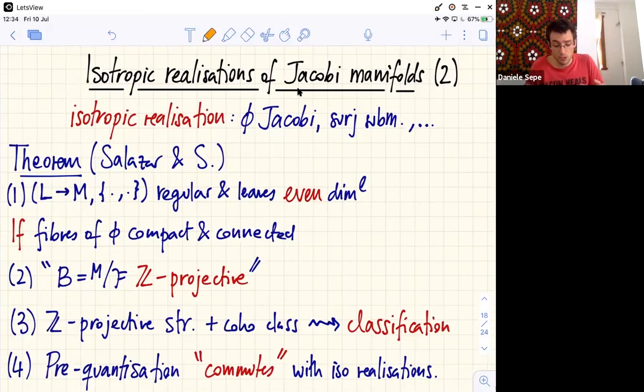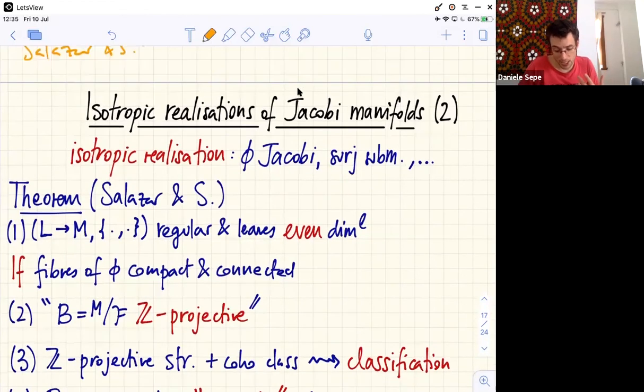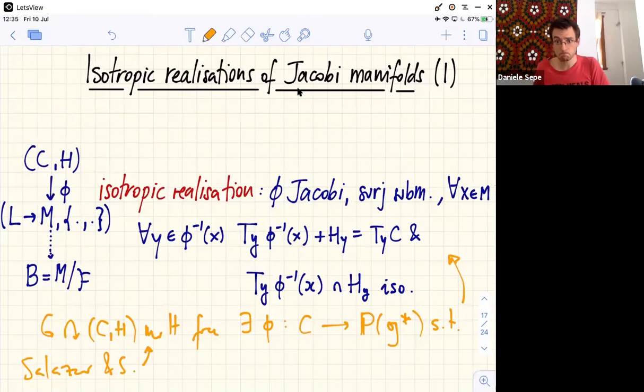So remember, the isotropic realizations of Poisson manifolds were regular. So the base was regular. The Poisson manifold wasn't necessarily regular. This is also true in this case, but in fact, even more can be said. All the leaves are even dimensional. Now, in Jacobi geometry, you have two kinds of models for the leaves. They can either be contact or locally conformally symplectic. And I'm saying there are no contact leaves. This, if you wish, is an incarnation of that first transversality condition.